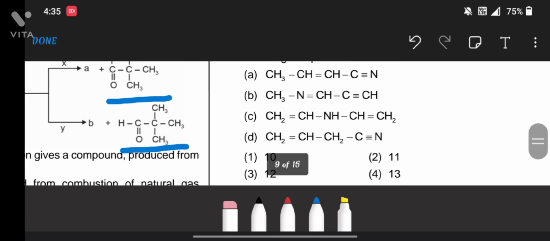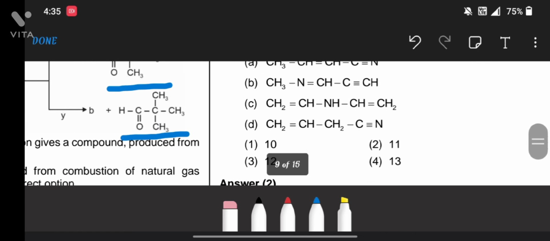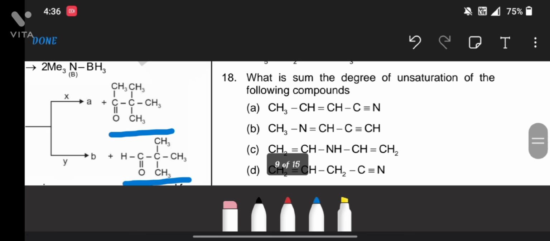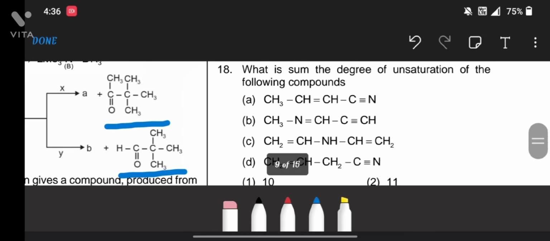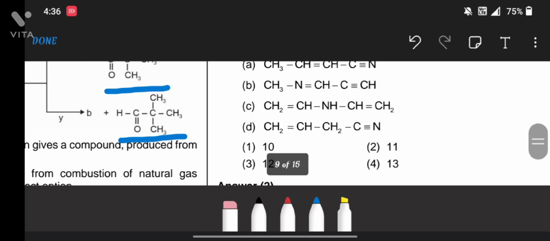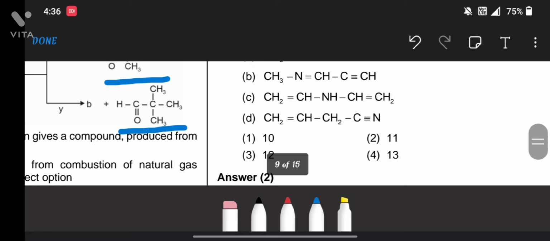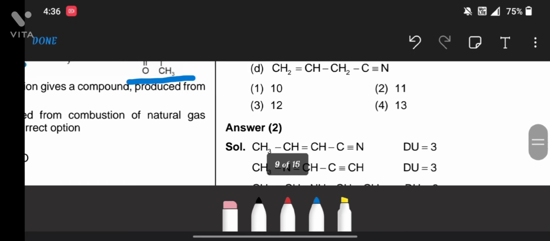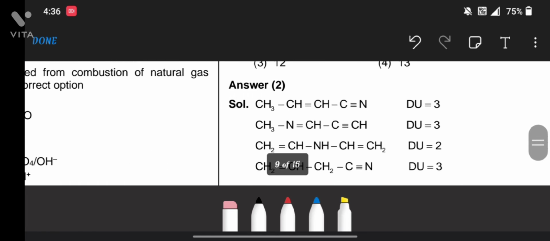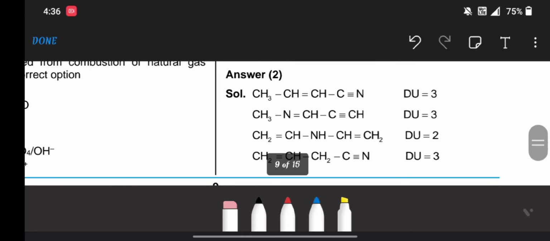In this, they have asked for the total degree of unsaturation. The options are A 10, B 11, C 12, D 13. Now if we write all the given compounds, the first one, CH3-CH=CH-C≡N, has a degree of unsaturation of 3.